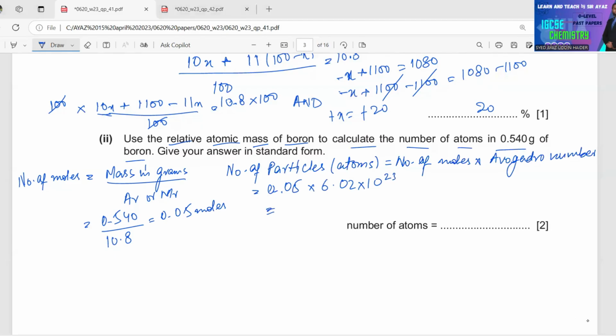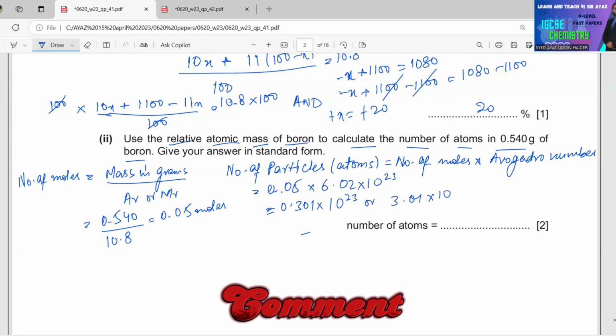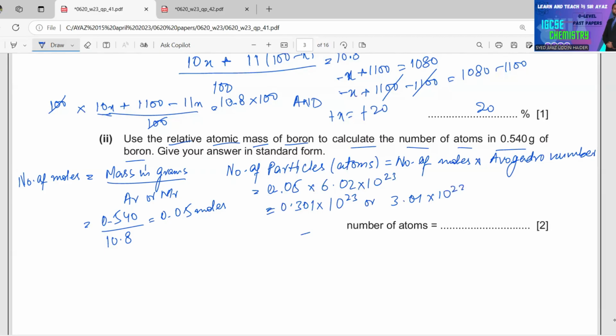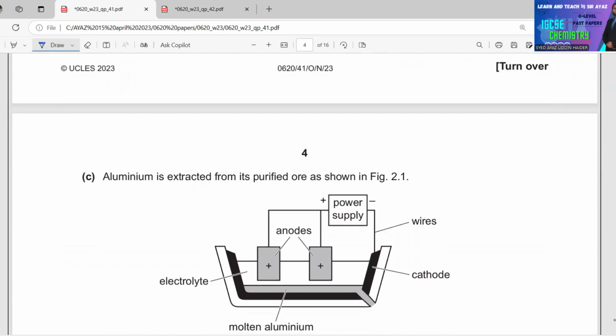So if you multiply 0.05 by 6.02, it will become 0.301. 0.301 multiplied by 10 raised to power 23, or shifting the decimal from left to right hand side, we will get 3.01. As we have shifted the decimal from left to right hand side, I have to decrease this number and it will become 22. So the answer must be 3.01 into 10 raised to power 22. These are the number of atoms in the mass provided to us. Moving to next question, that's part C.